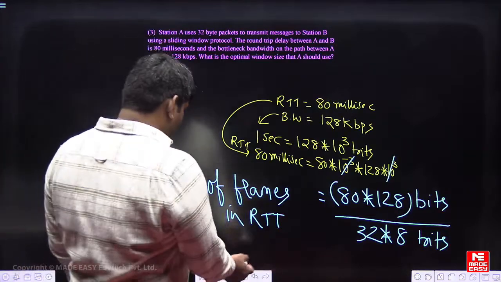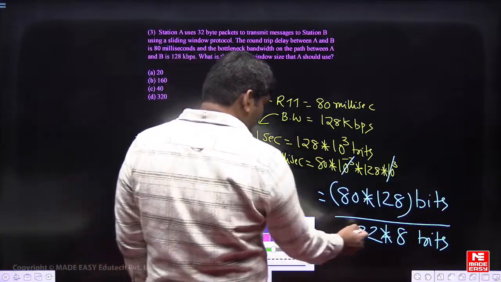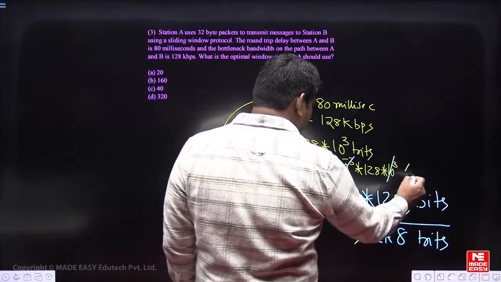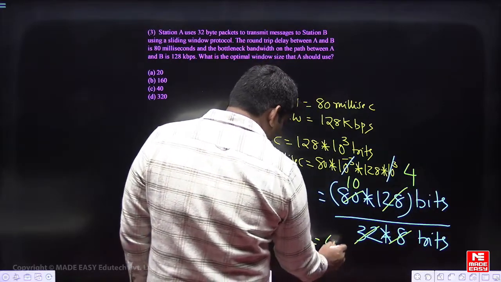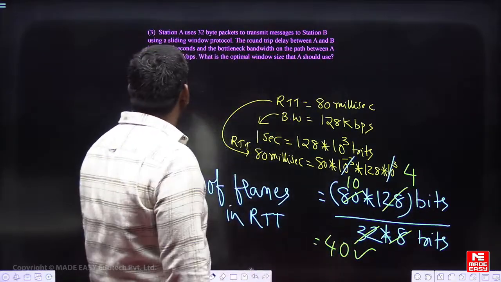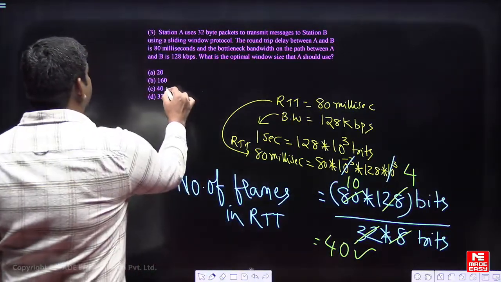Okay, if you calculate, this value will be how much? It is 4 and it is 10. So 10 into 4, it is what? The 40. So we can say the answer is 40.